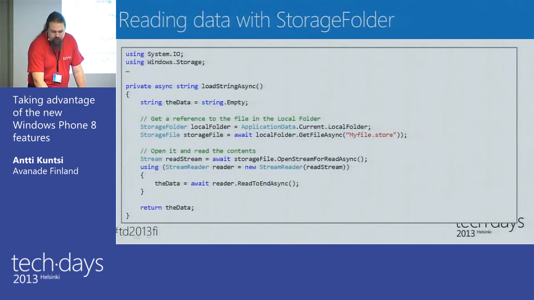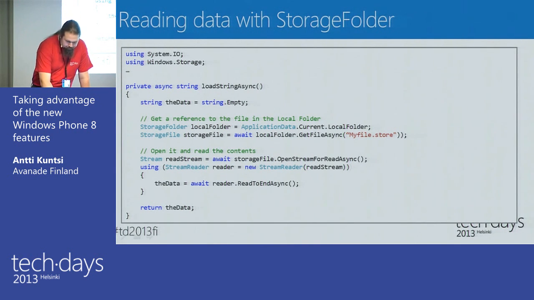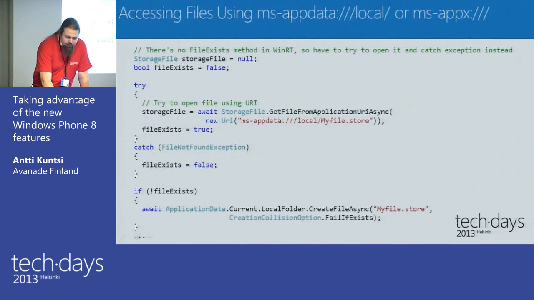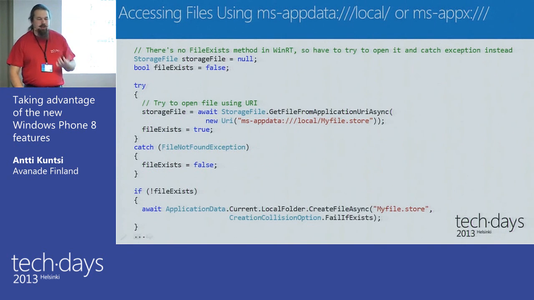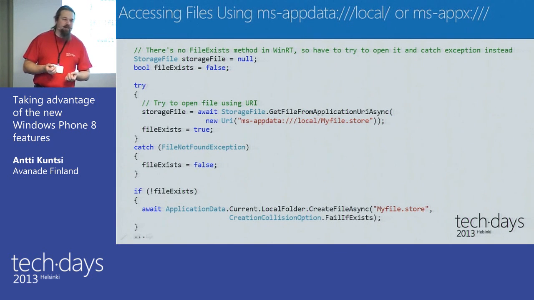Reading is the inverse operation. So again, you get a local folder reference, get a file, get a stream out of it, read it, and you're done. Three lines of code for accessing a file. The other way to do it, when you have read-only data, is to use ms-appx, which is the installation data, so you can also read that. You can pass it a URI instead of a folder reference, and this is also a way to access data.